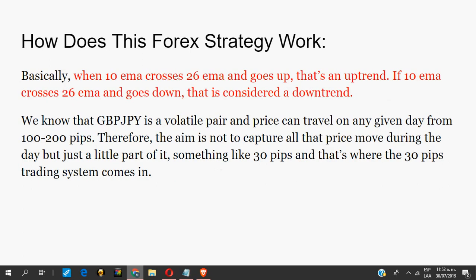How does this Forex strategy work? Basically, when the 10 EMA crosses the 26 EMA and goes up, that's an uptrend. If the 10 EMA crosses the 26 EMA and goes down, that is considered a downtrend. We know that the pound-yen is a volatile pair and price can travel on any given day from 100 to 200 pips. Therefore, the aim is not to capture all that price move during the day, but just a little part of it, something like 30 pips, and that's where the 30 pips trading system comes in.